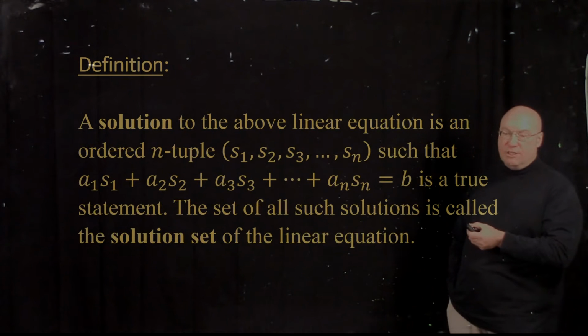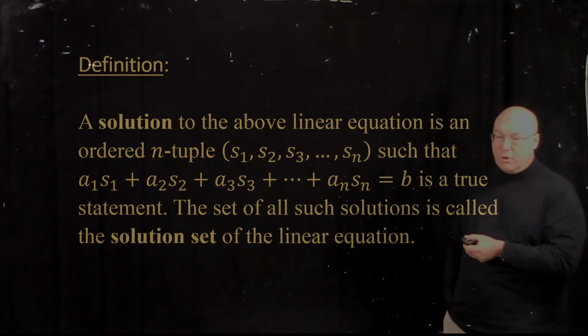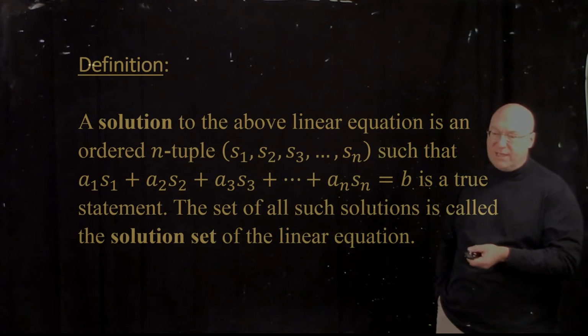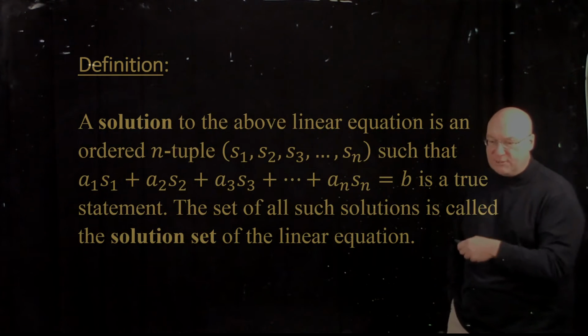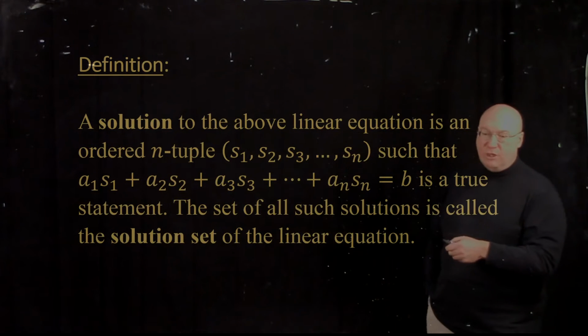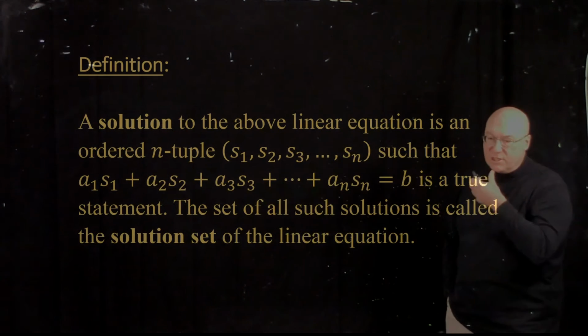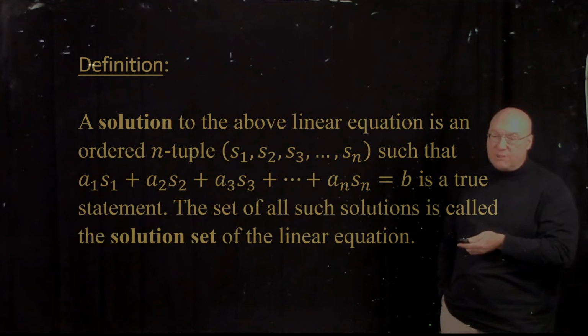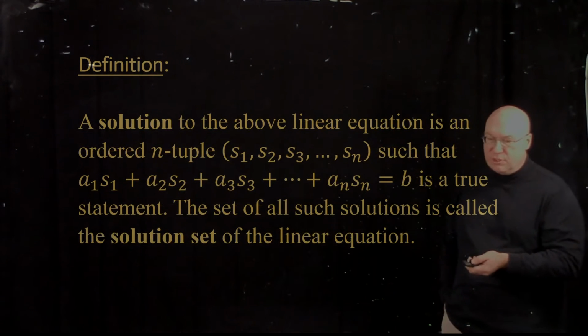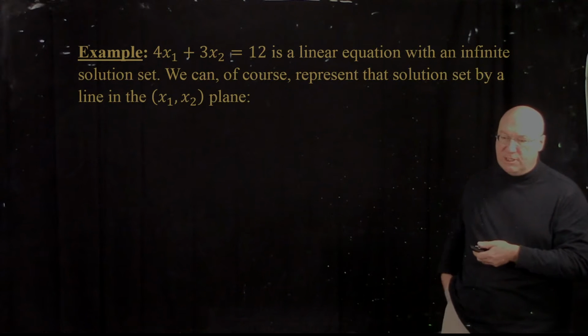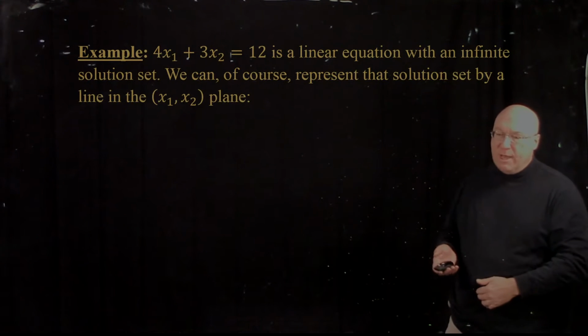A solution to the above linear equation is an ordered n-tuple of numbers s1 through sn, such that if you plug them in, s1 for x1, s2 for x2, etc., you get a true statement, right? The equation gives you a true statement. The set of all such solutions is called the solution set of the linear equation. This should not be real shocking to you. But I give you an example here.